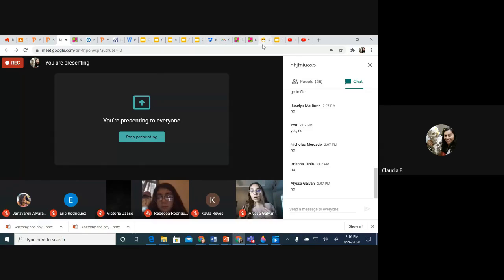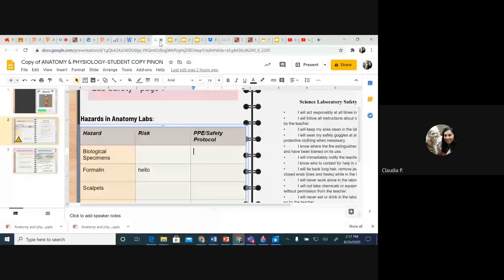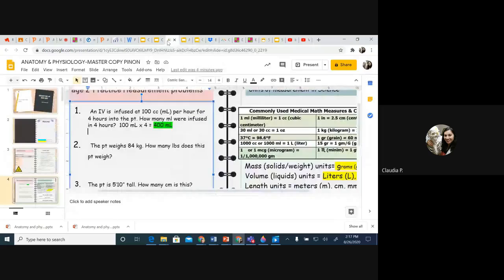I'm just going to use my voice. That way there's not that lagging distraction. I know we have a little bit of time on the timer, but I want to make sure I get through it before we head out today. So for number two, it says the patient weighs 84 kilograms. We're using kilos, right, because it's their mass. How many pounds does this patient weigh?